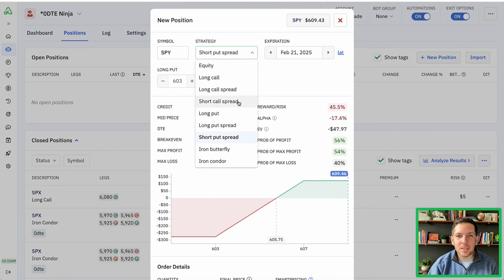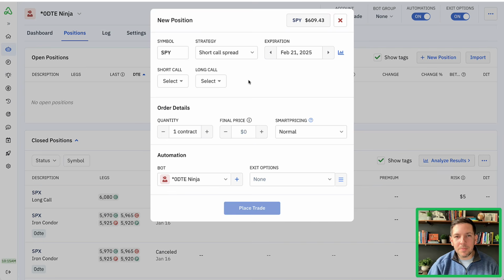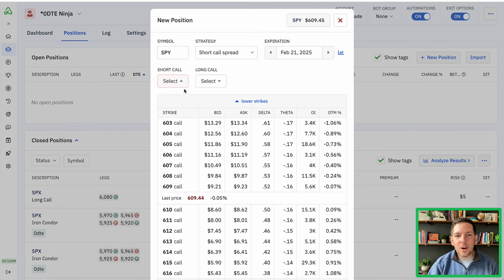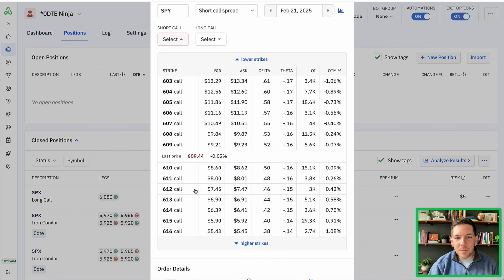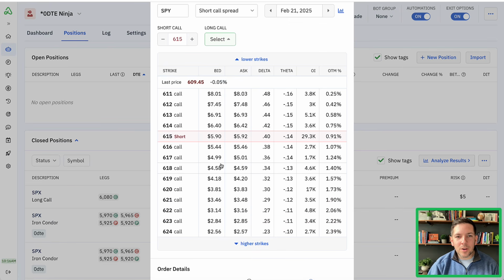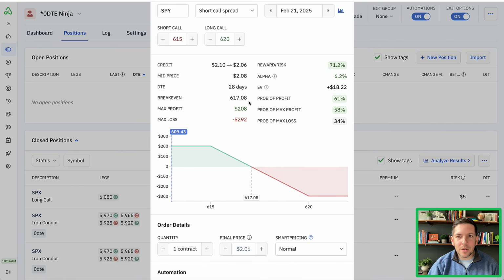Okay, so let's go back in here to Option Alpha. Let's switch this to a short call spread. We'll use the same expiration here, and we'll first select our short call leg. So again, this would typically be above where the stock is trading. So right now the S&P is trading at 609. So we might sell, let's say, the 615 call option. And then for the long strike, we might go out and, I don't know, let's just try the 620 call option and do that trade.